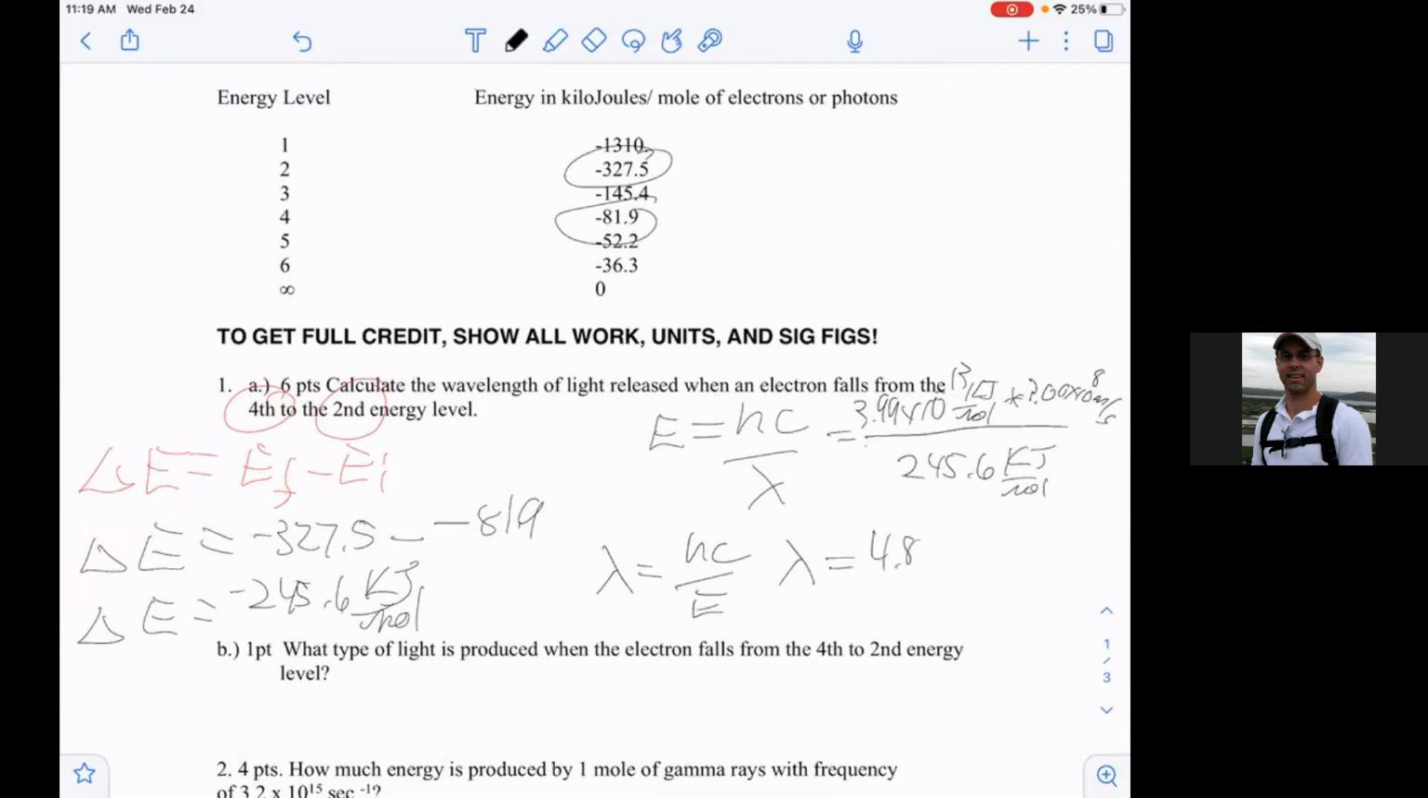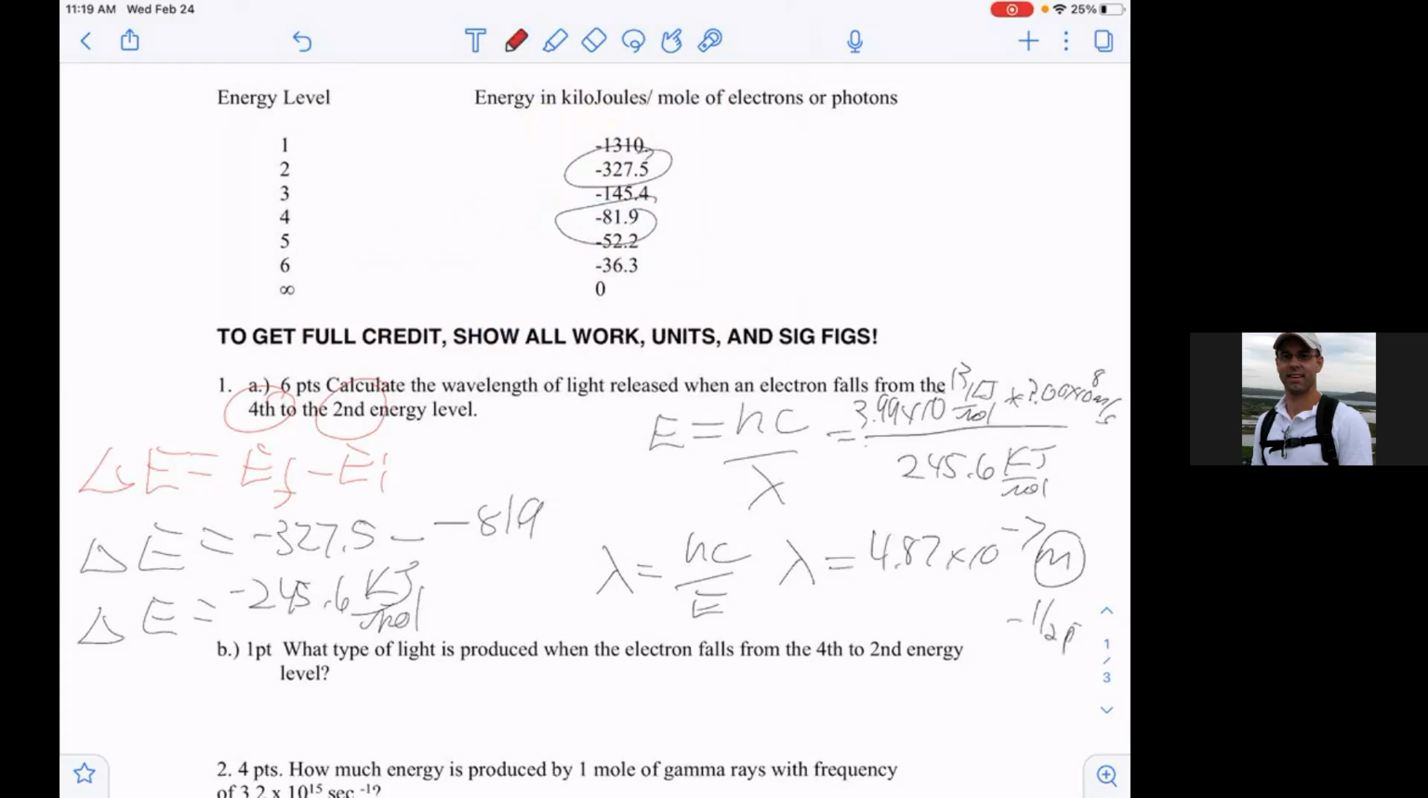And I get 4.87 times 10 to the negative 7th meters. So if you didn't put the meters, you lost a half a point, okay? Now the directions say to use sig figs. I didn't take off points for significant figures, but I did write down what the correct number of sig figs should have been.